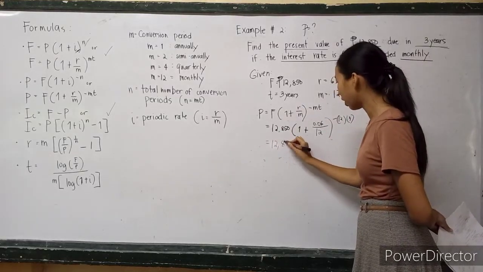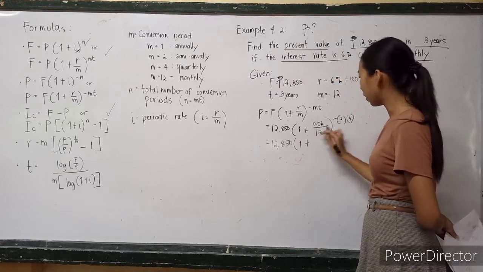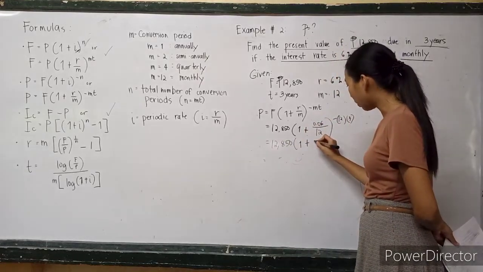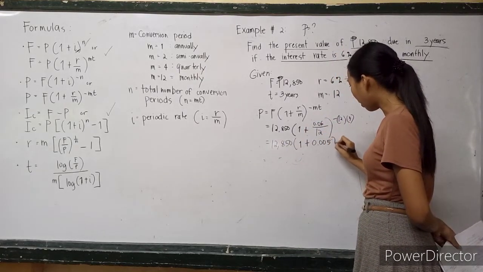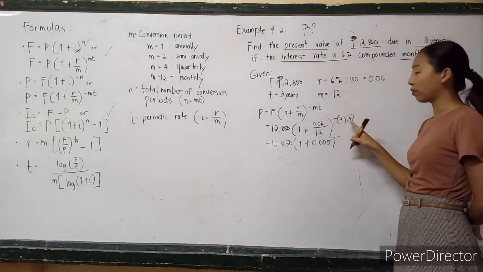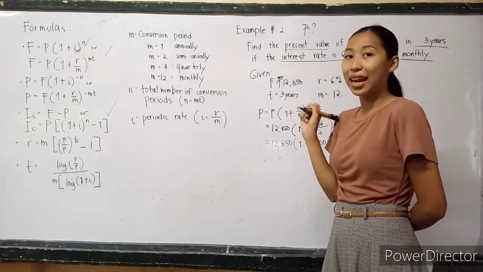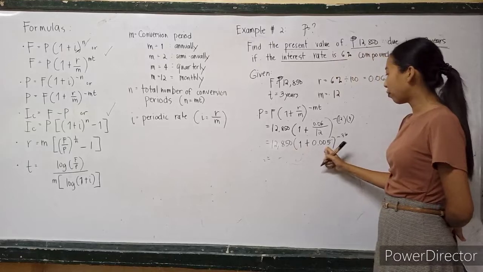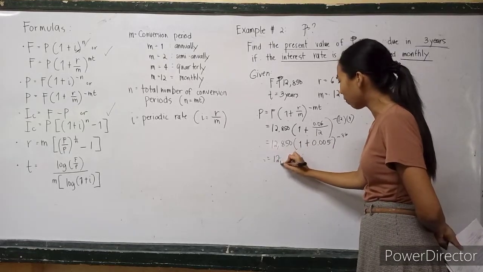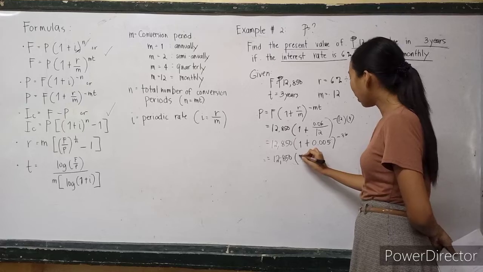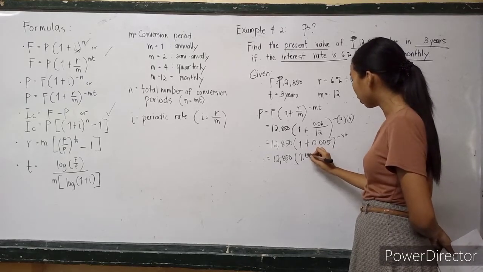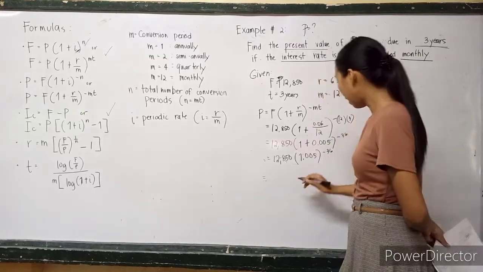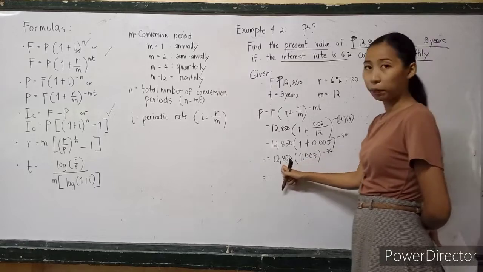So, we have 12,850 times 1 plus 0.06 divided by 12. We're going to use the calculator. The answer would be 0.005. Then raised to the power of negative 12 times 3. 12 times 3 is negative 36. Now, let's add first before we do anything else. 12,850, 1 plus this is 1.005 raised to the power of negative 36. Then, let's process this first before we multiply it with this value.